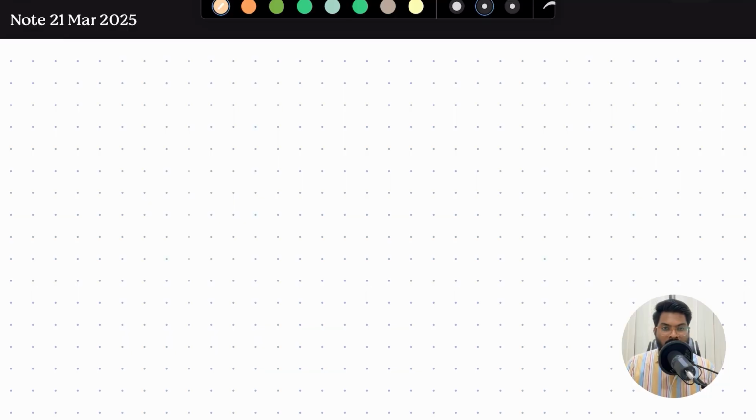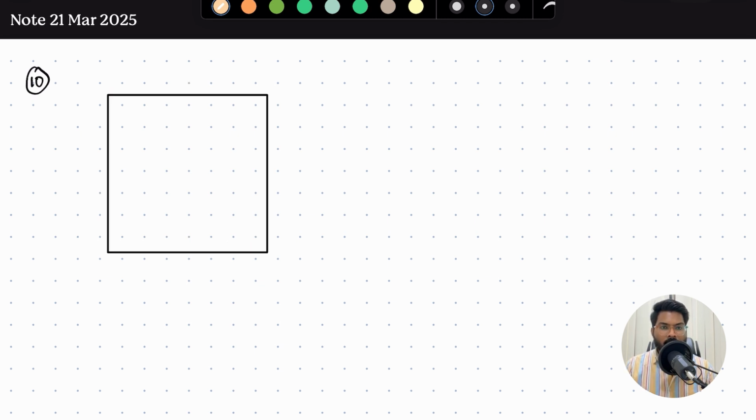We are going to solve some questions on electric potential again. This is our 10th question. We have a square like this, and this square has a side of √2 meters.